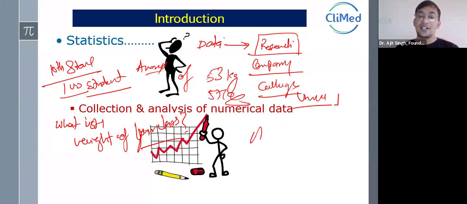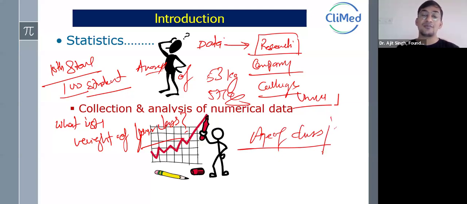If I ask, what is the age of your class, sir? So what you will do, you have the age of everyone, and you will just add all the 100 ages and divide by 100. So whatever age comes, that will be the age of the class.